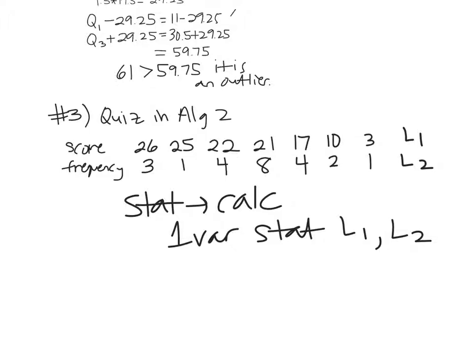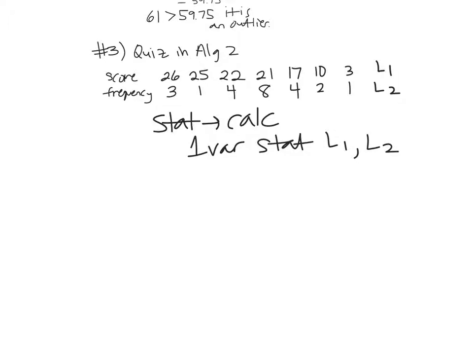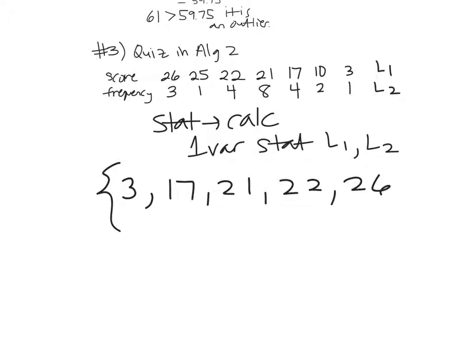That's how I can always tell if it's right. The number of people that took that quiz, there were 23 of them. That's how many people took the quiz, 23. And then we can list our 5-number summary: 3, 17, 21, 22, 26. These are nice numbers. 3 is our minimum, 26 is our maximum.